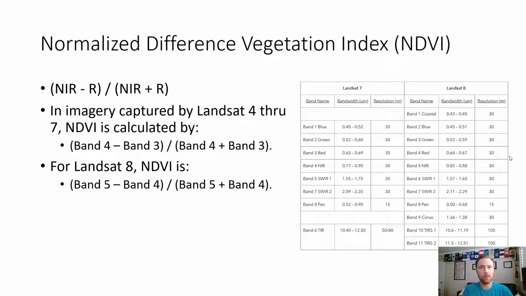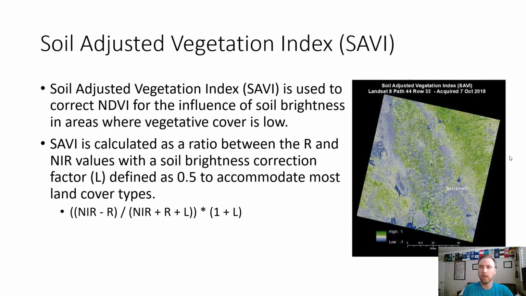All right, so that's normalized difference vegetation index. We have another index that you're actually going to be working with this week in the lab, and that's called soil adjusted vegetation index, which is a lot like NDVI, except it essentially corrects for the influence of soil brightness in areas where vegetative cover is low. So soil adjusted vegetation index is used to correct for NDVI.